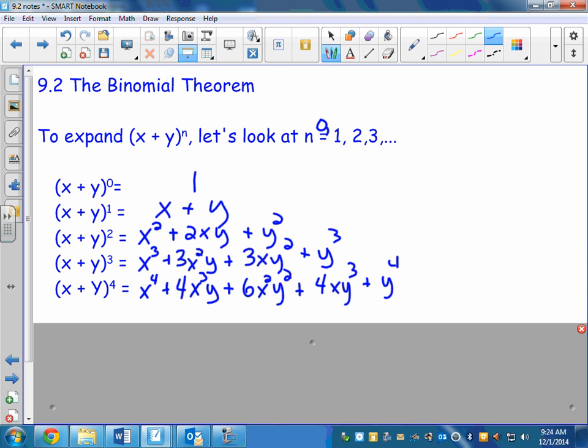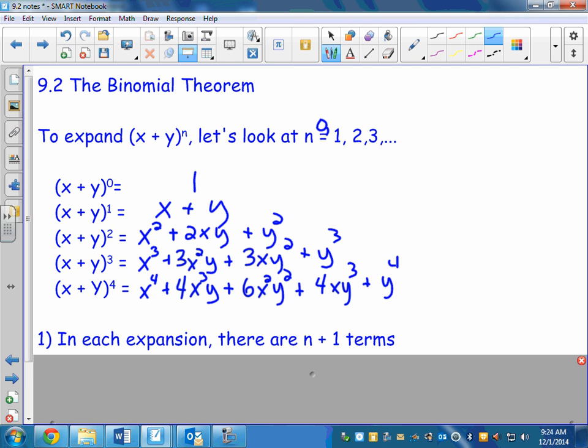Today's the trick. So here's what I want us to notice. A few things about this, and I don't know that it matters in what order we notice. What do you notice about the number of terms in each one? This was 0 and there's 1 term. This was 1 and there's 2 terms. This is 2 and there's 3 terms. This is 4 and there's actually 5 terms. That's always true. There will always be n plus 1 terms. Whatever the exponent is, you always have 1 more term than that. So the 10th power, you'd have 11 terms.